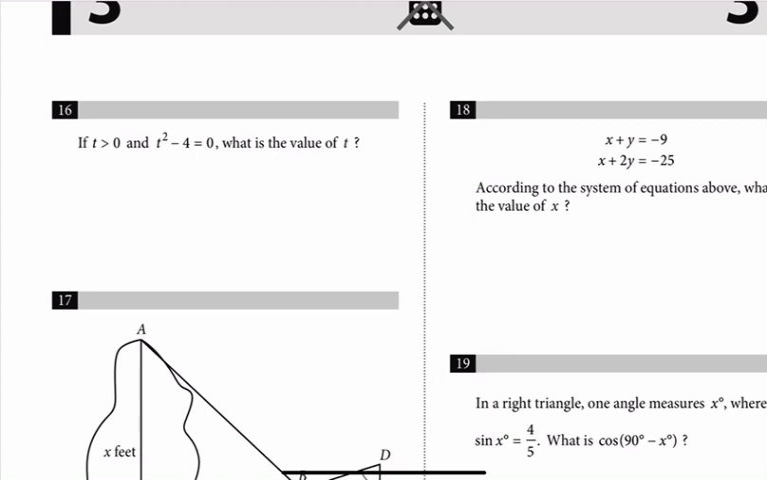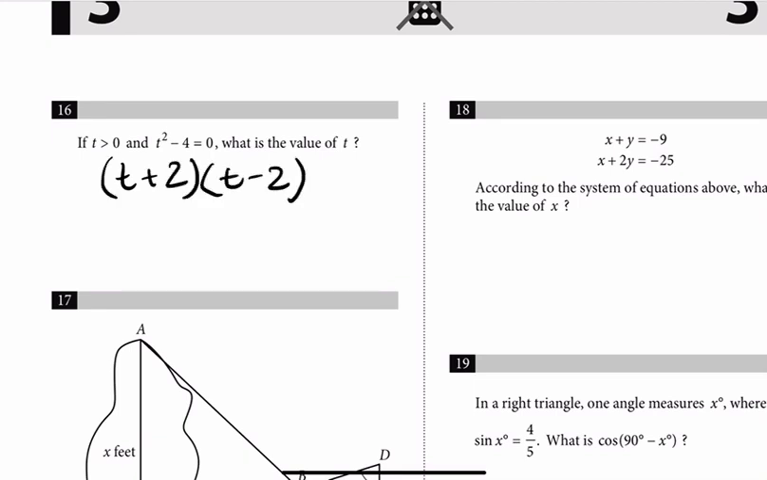This is just a difference of squares. So you're going to do t plus 2 times t minus 2. And what that essentially does is when you FOIL it out, you lose that middle t value because the minus 2t and plus 2t cancel each other out.